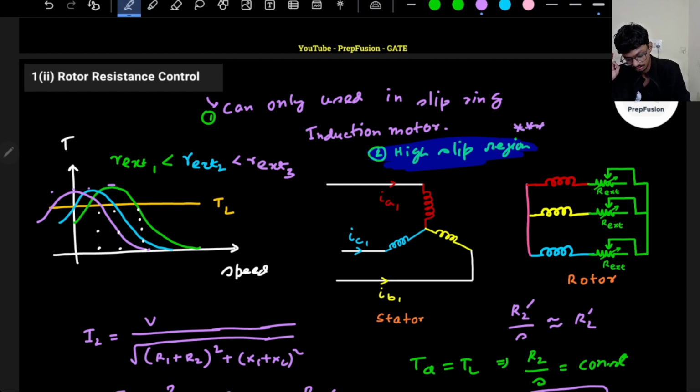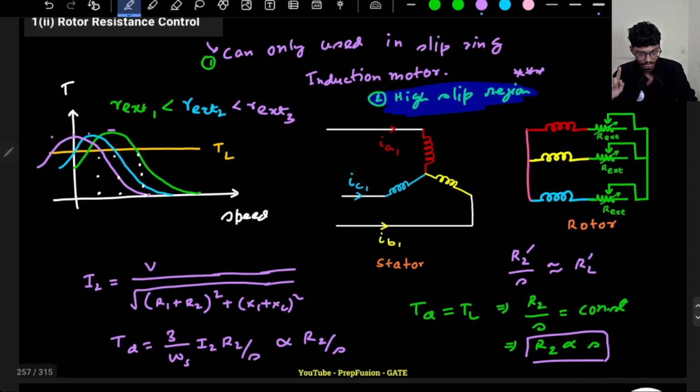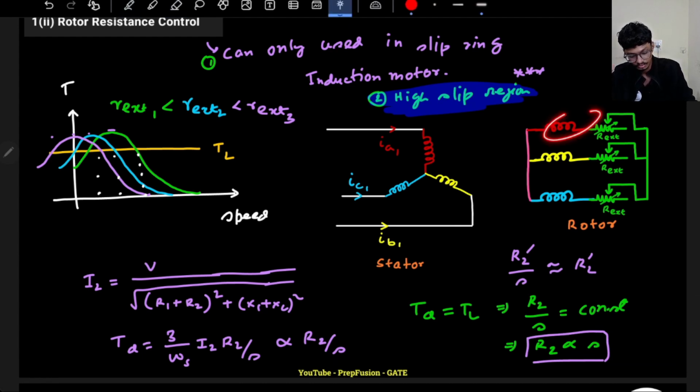Don't ignore this. All this we are doing in the high slip region. If I keep on increasing my R2, basically R2 is what? R external plus whatever is the winding resistance. So if I keep on increasing my R2, the slip will increase. So that is this method, right? That's how we control the speed using these two methods, rotor resistance and stator voltage control.